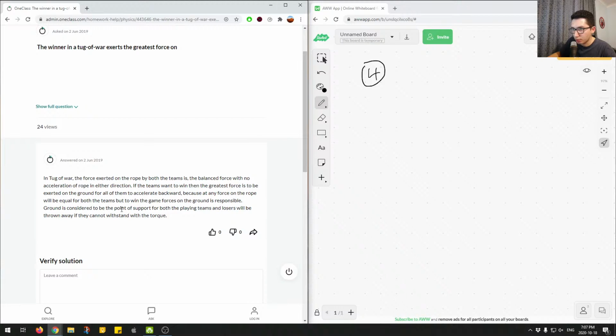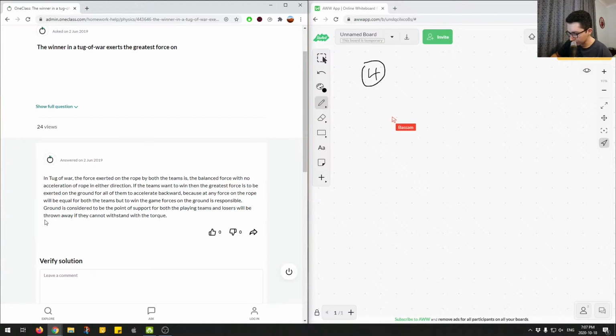Ground is considered to be the point of support for both the playing teams, and losers will be thrown away if they cannot withstand the torque. So this is the correct answer, but let's think about this conceptually, how this makes sense. Why is it the ground that the greatest force is exerted on?